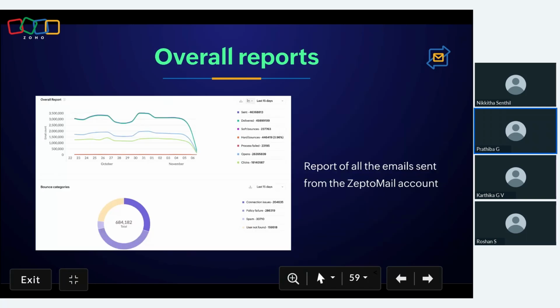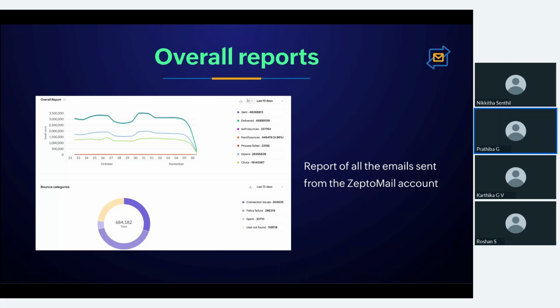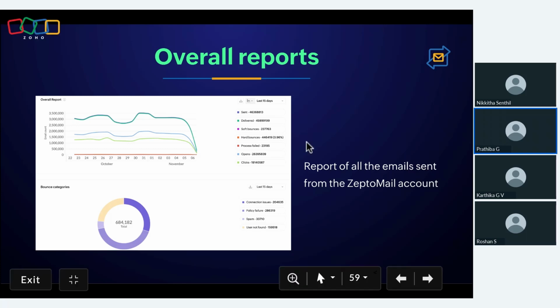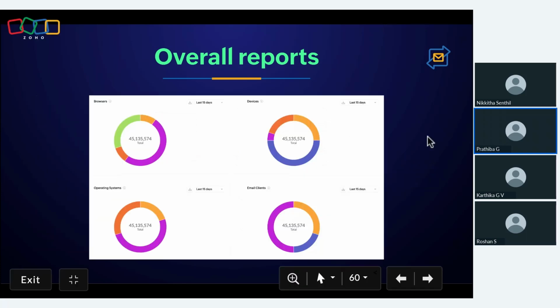Coming to the overall report section in ZeptoMail. Now, apart from Mail Agent specific reports, ZeptoMail offers reports of all the emails that are sent out from the account. The statuses shown in this report section are similar to the ones that are available in the Mail Agent section. In addition to this, the report section also gives device, browsers, OS, and email client specific data too.